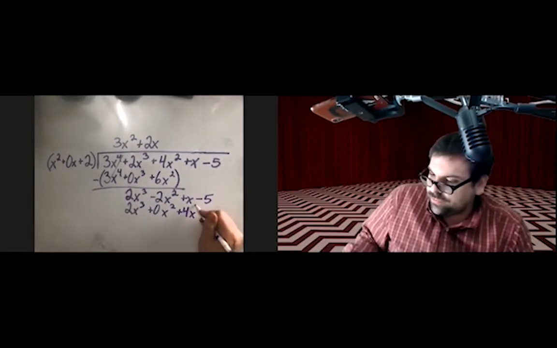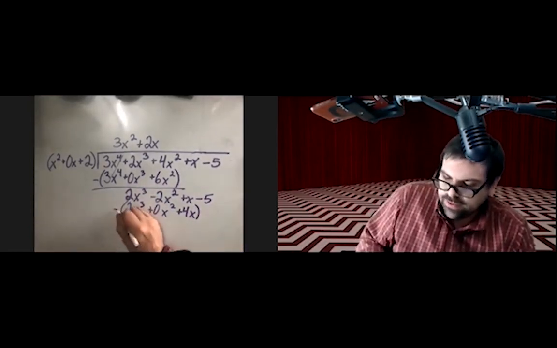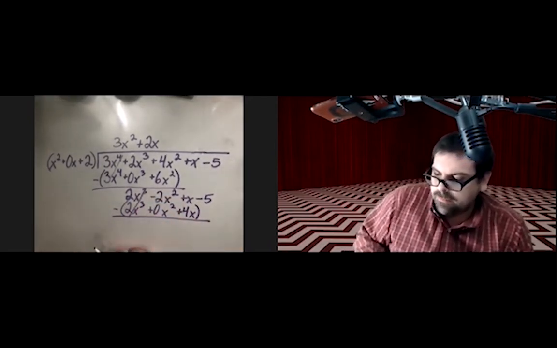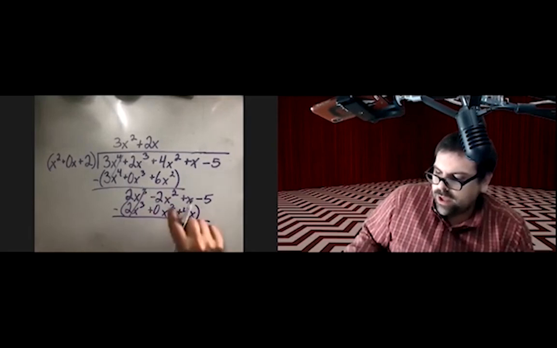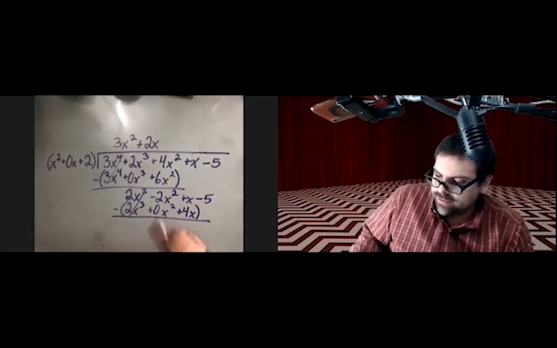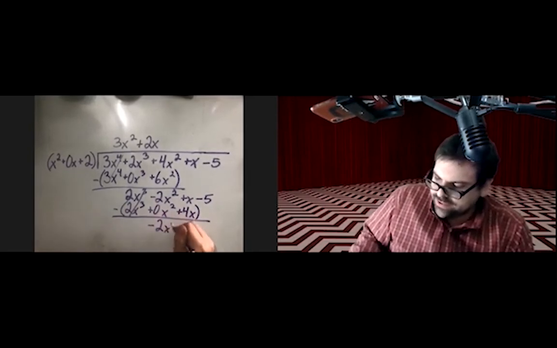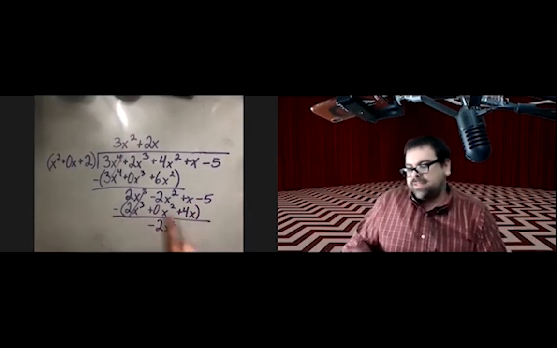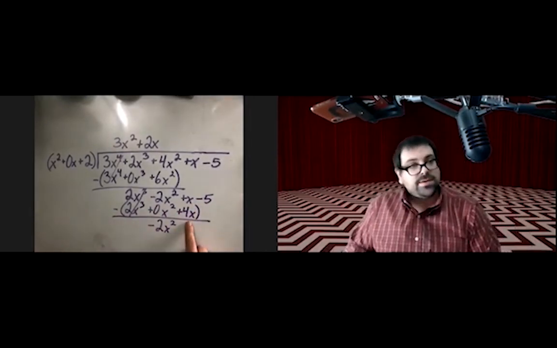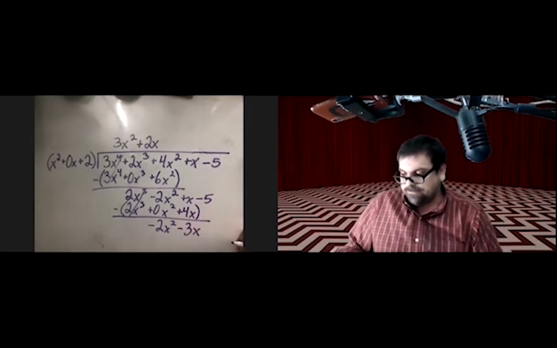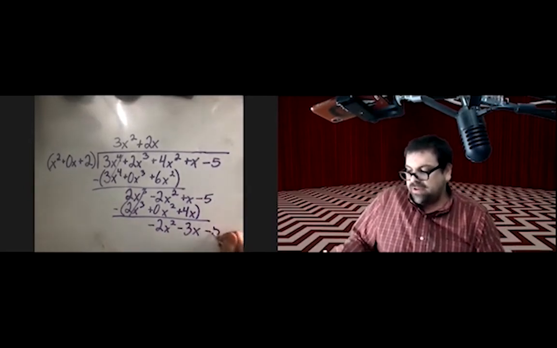We're going to subtract that whole thing. 2x cubed minus itself. Bye-bye. Negative 2x squared minus nothing. That's still minus 2x squared. X minus 4x, 1 minus 4 would be negative 3x. Bring down the minus 5.